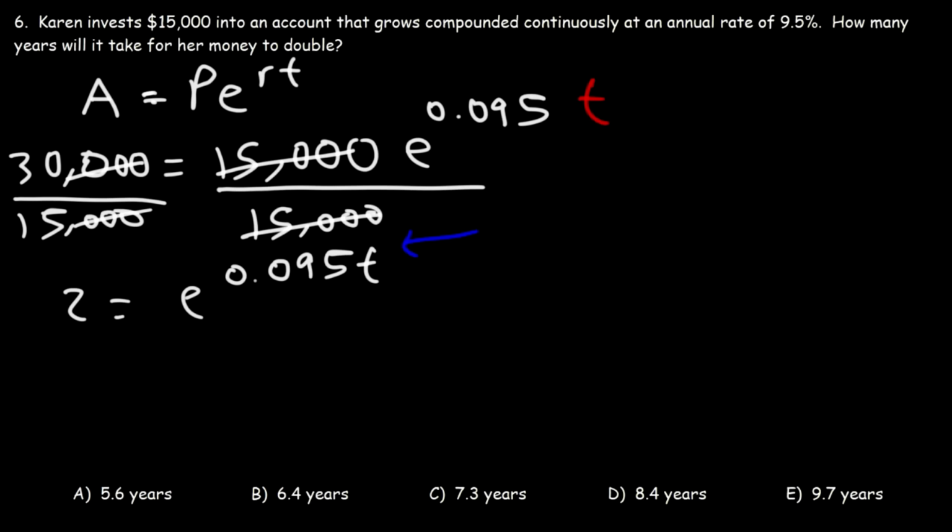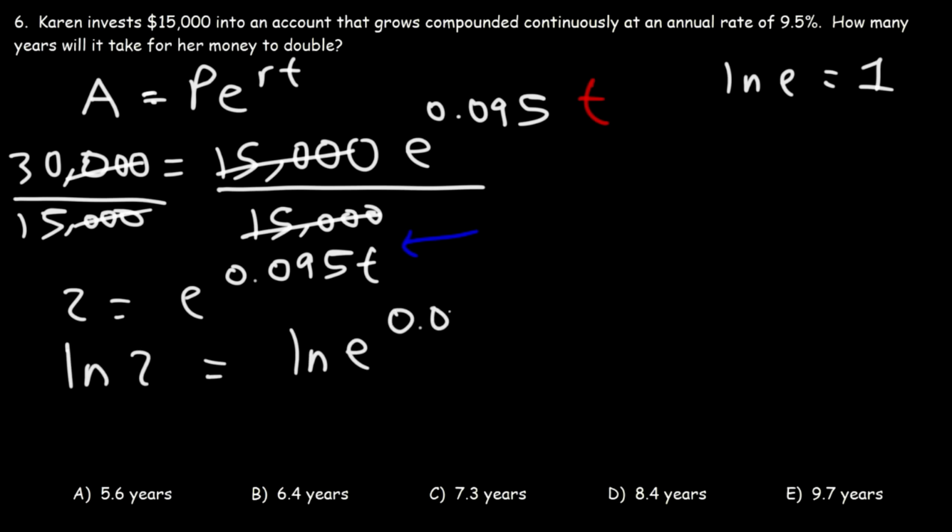The only way to do that is to take the logarithm of both sides, or the natural log of both sides. I prefer to use the natural log because we have the base e. It's important to know that ln e is 1. So use natural logs here. So we're going to have ln 2 is equal to ln e raised to the 0.095t.